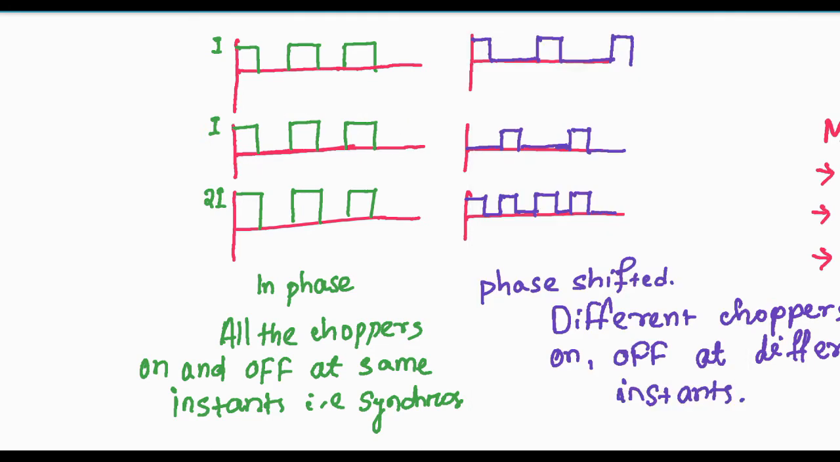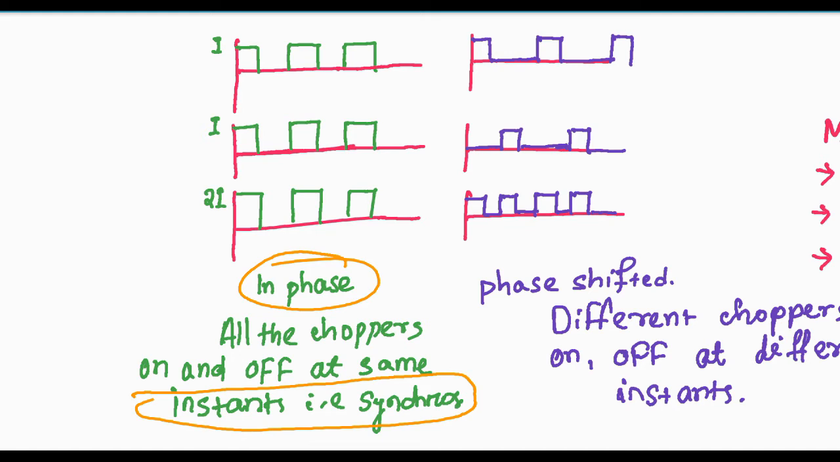So what will happen? They are in phase, so all the choppers turn on and off at the same instant, which means they are synchronized. So this amplitude, suppose I, and this amplitude, suppose I, will be added, and finally we will get 2I here. But the frequency is not affected, only the amplitude of the wave is affected in case of in phase.